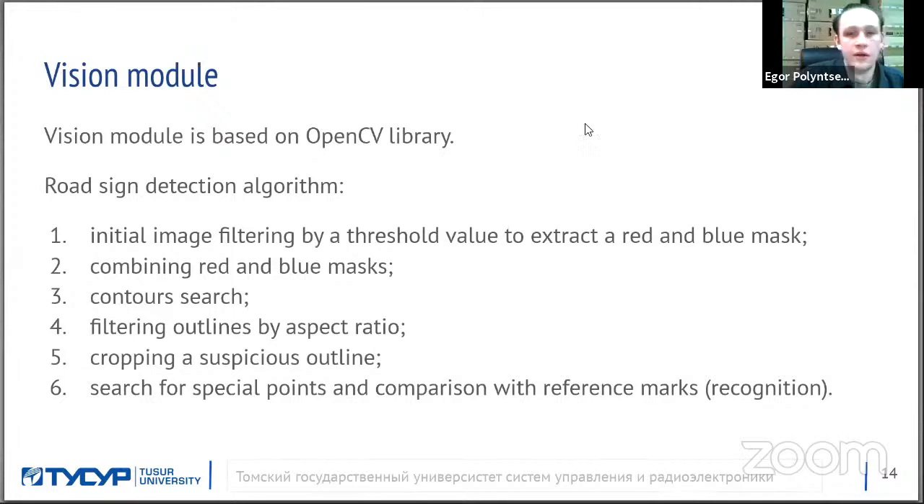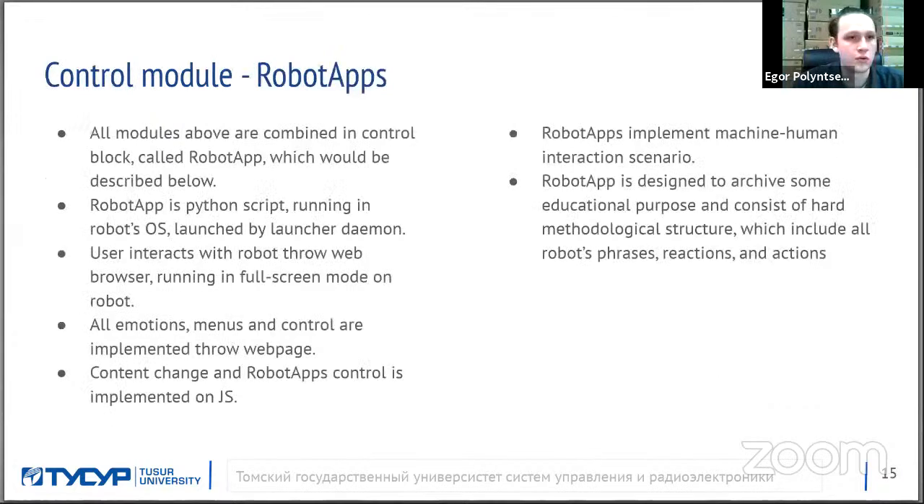The vision module was developed for recognizing some patterns. We have cards with traffic signs. For road sign detection we used the OpenCV library and, I think, a classic algorithm for sign detection. I will not stay on it because it's not so interesting.